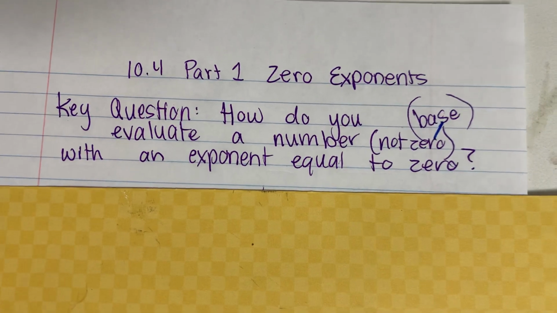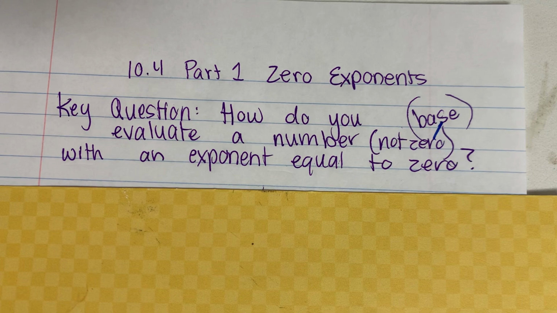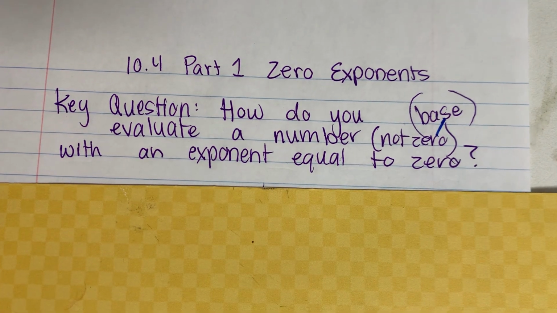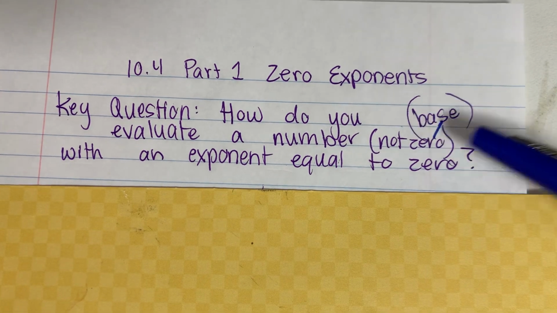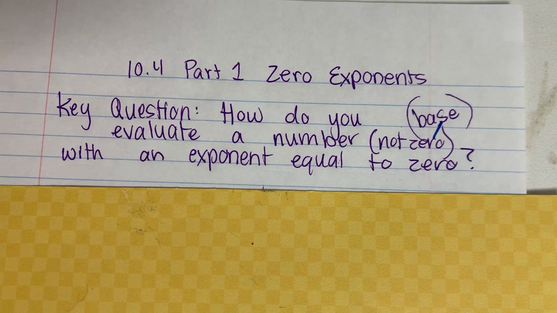Alright, here's 10.4 part 1, 0 exponents. I broke this section up into 2 videos because there's a lot of information and I think it's better to have 2 shorter videos than one really long one. How do you evaluate a number that is not 0? That means the base cannot be 0 with an exponent equal to 0. That's wordy. Let's take a look at what that means.